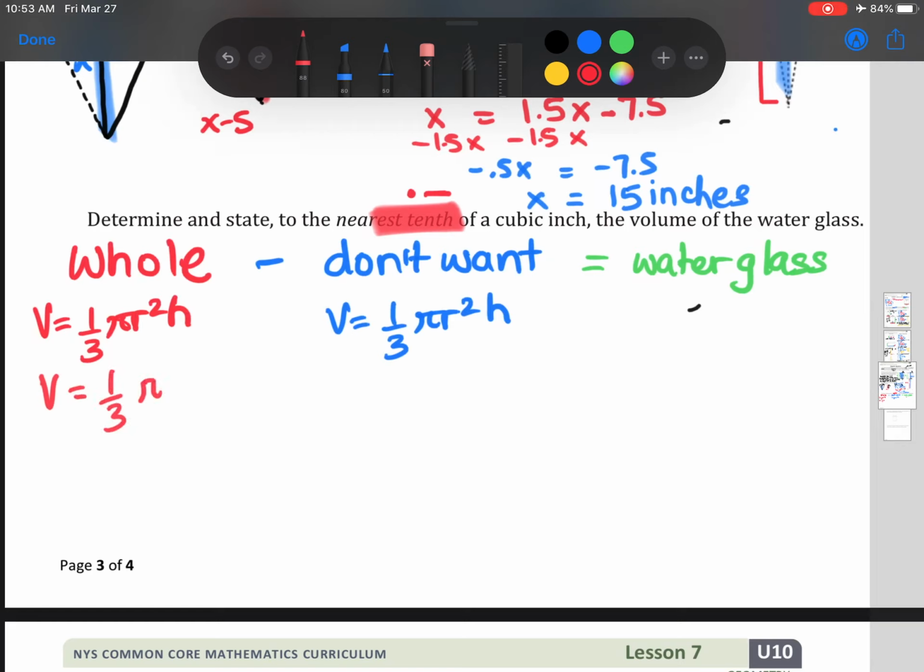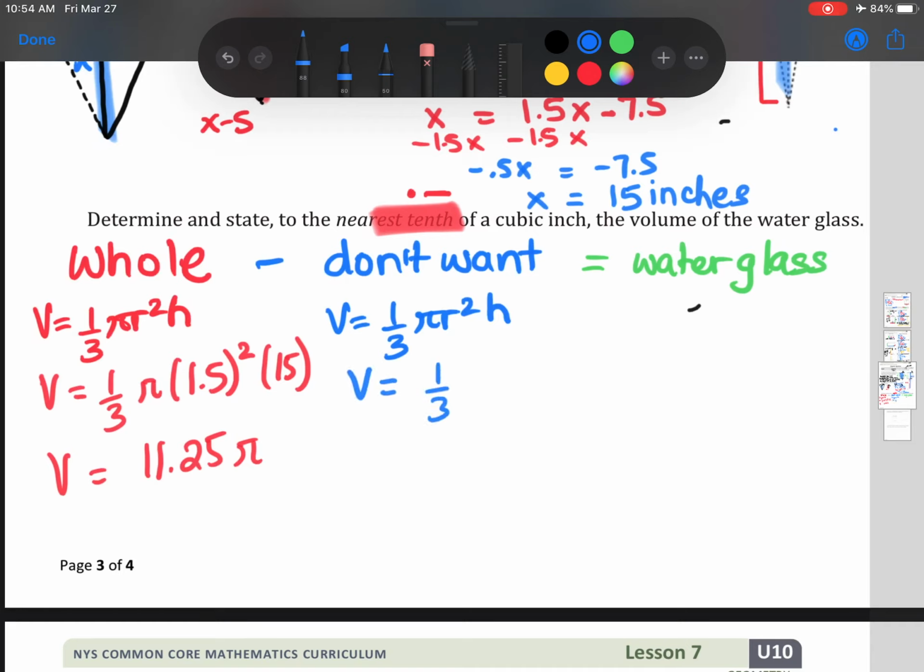So volume is 1 over 3 pi. My radius is 1.5 squared, and the height is 15, right? That's the larger cone. We just found 15 from the previous part. Put that in the calculator and leave it in terms of pi. Do not round it as of now. I'm going to leave it in terms of pi because I am going to round it in the end. Because if you round it here, you end up rounding it too many times, and then you make mistakes. So 1 over 3 pi times 1 squared times 10, which is 10 over 3 pi, right?